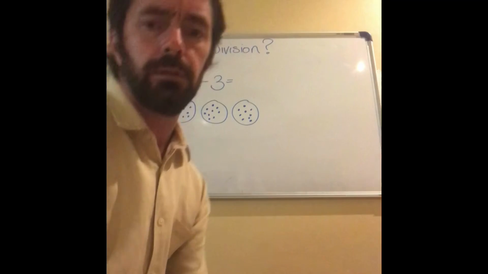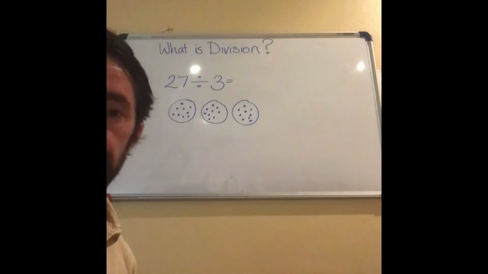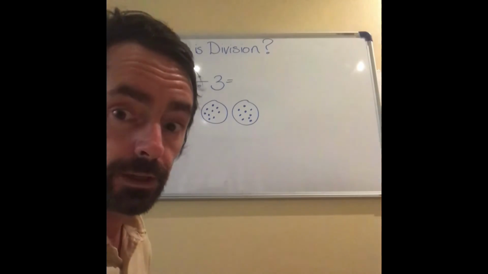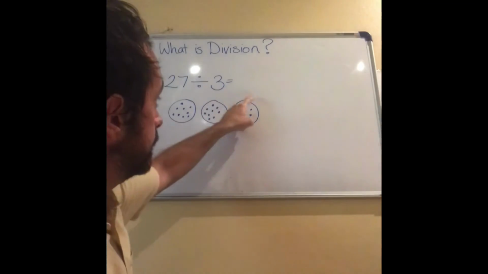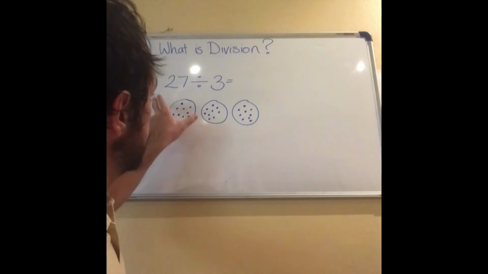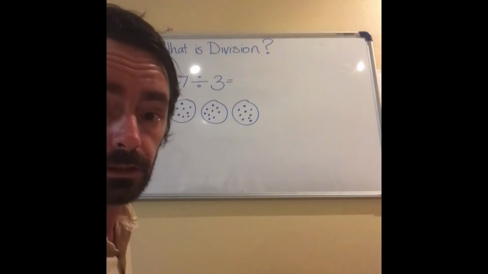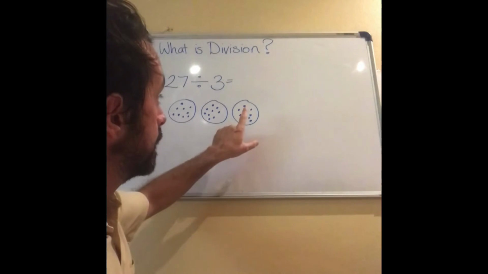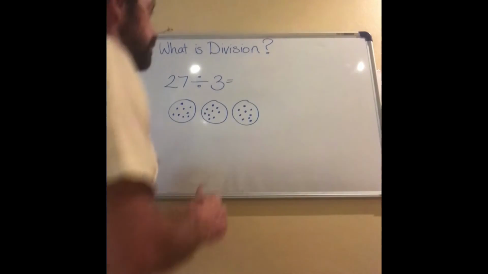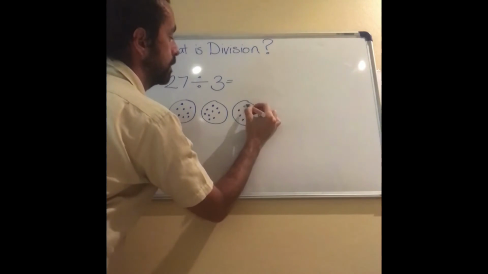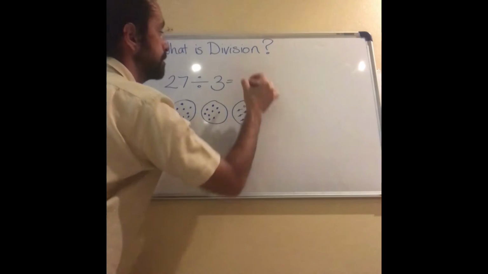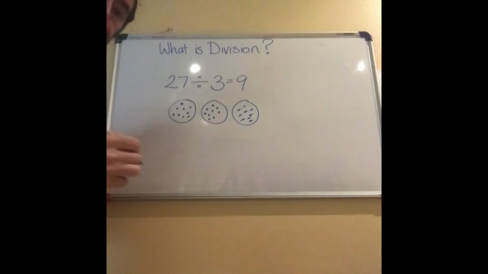Now, what is the answer for our division problem? Well, when we divide, what we want to know at the end is how many is in one group that you've shared out. So if I share 27 into three groups, then what's in one group is my answer. So let's have a look. 1, 2, 3, 4, 5, 6, 7, 8, 9. So the answer would be 9.